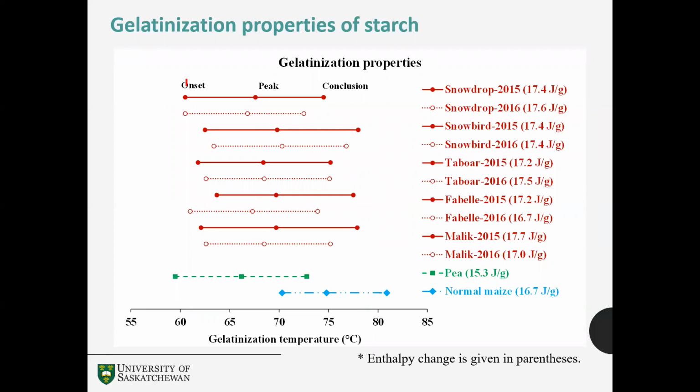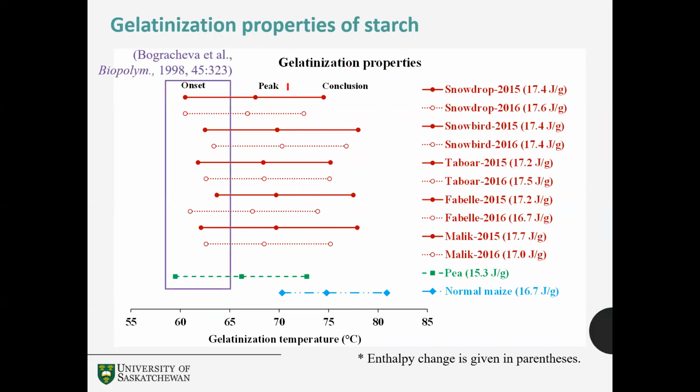We determine the gelatinization properties of the starch using differential scanning calorimetry. One very important feature is that all the pulse starches, including the faba bean and the commercial pea starches, had noticeably lower gelatinization temperatures than normal maize starch. As we can clearly see in this figure, the normal maize starch had a considerably higher gelatinization temperature than the other starches.